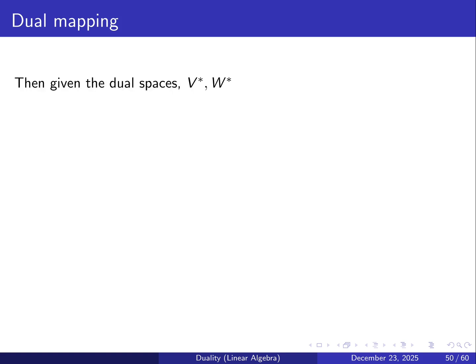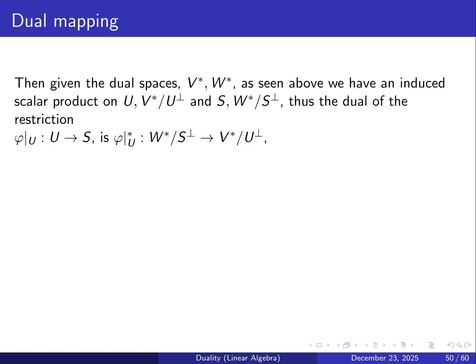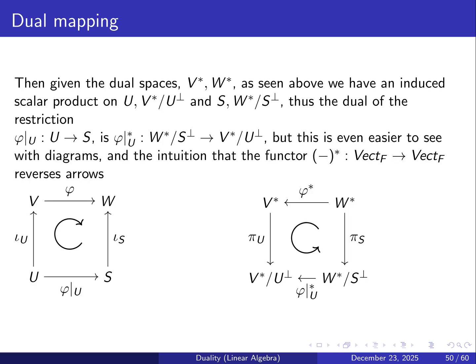Then given dual spaces V star and W star, as seen above, we have an induced scalar product on V star quotient U complement and W star quotient S complement. Thus the dual of the restriction that goes from U to S would go from W star quotient S complement to V star quotient U complement. But it is even easier to see these diagrams in the intuition that the functor star from the category of vector spaces over F to the category of vector spaces over F reverses the arrows, as seen in these diagrams.